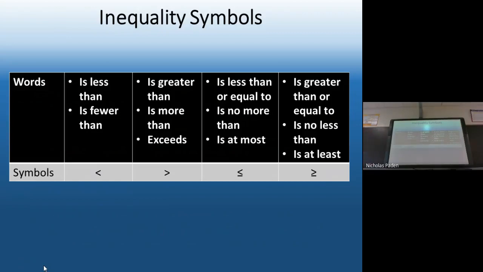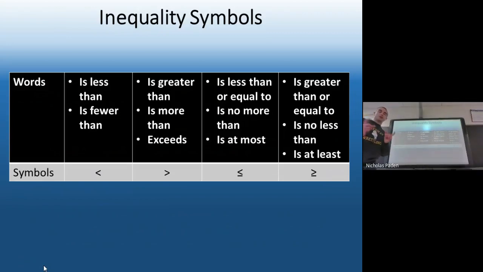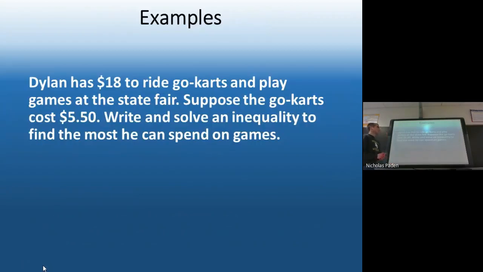So as you've gotten this down, one thing is that you're just going to have to figure out what the problem is talking about. It might not say "at most," but it might say "the most he can have" or "the most they can have is that." That would tell you it's less than or equal to. So this is not always going to be exactly like what you see up here, but for the most part, it is going to help you out quite a bit. So let's go ahead and dive into some of these examples.